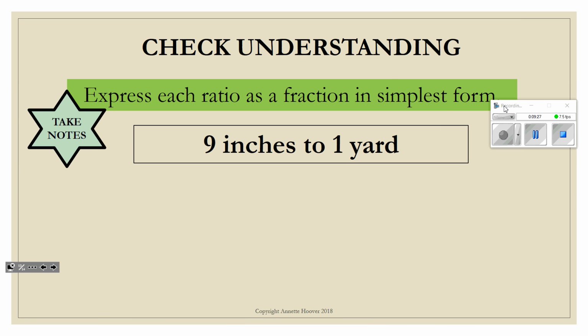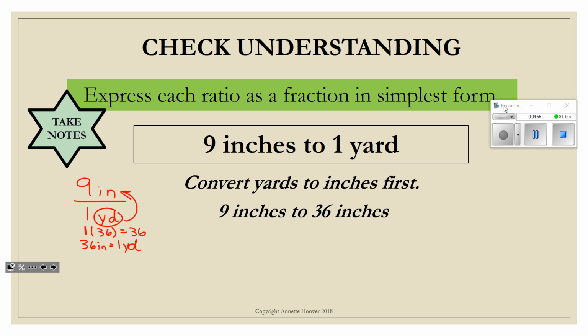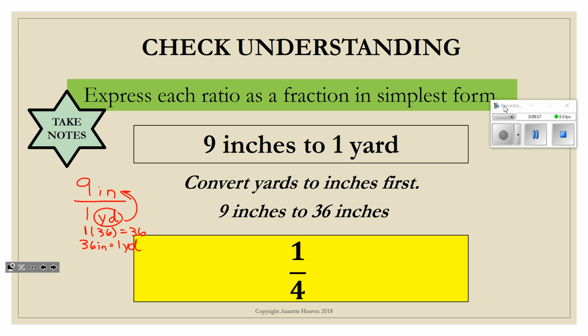9 inches to 1 yard. So I have to convert the larger measurement, which is yards, into inches. So I have to look up, or I have to know how many inches are in a yard. There happens to be 36 inches in 1 yard. So I have to multiply our 1 times 36, which of course is 36. So I can rewrite this as 9 to 36. And when you simplify that, that is 1 to 4.